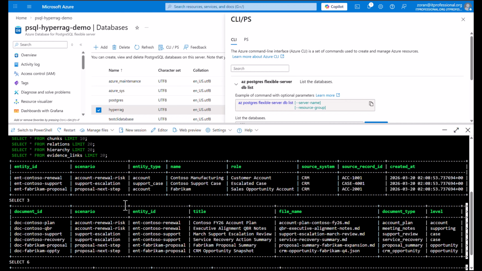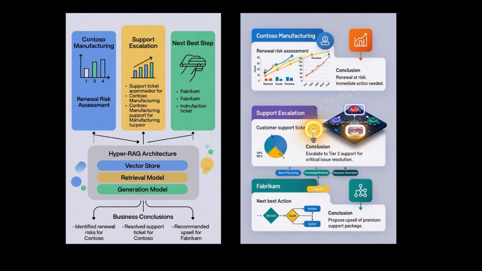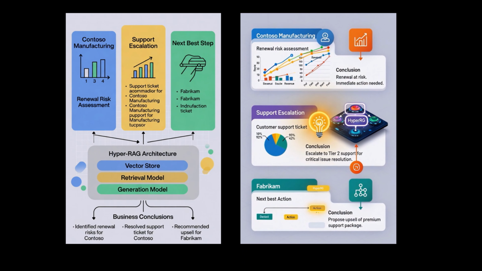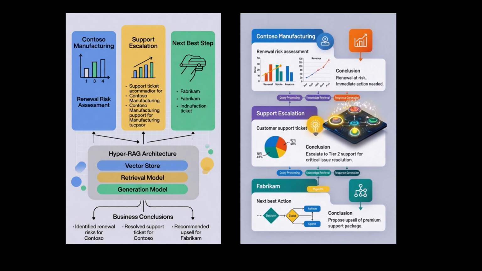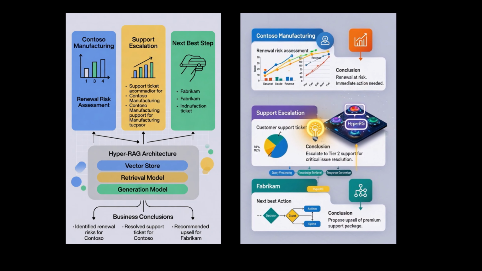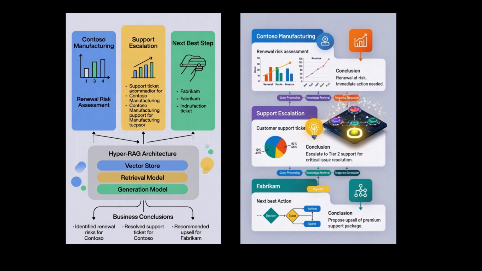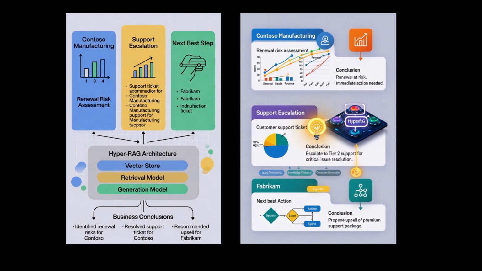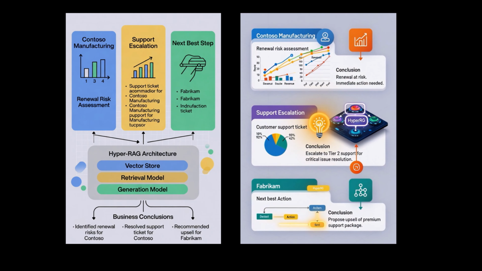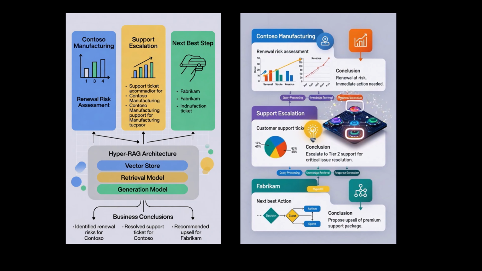In this demo, I use the system from the perspective of my company. Contoso Manufacturing and Fabrikam represent business accounts in the CRM and related sources. For Contoso, I analyze renewal risk and support escalation. For Fabrikam, I analyze the next best step in the proposal process.